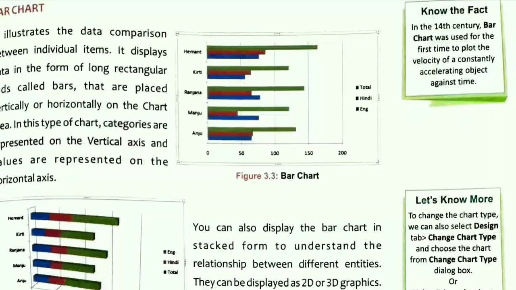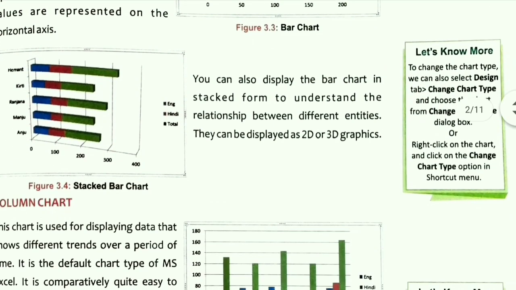It displays data in the form of long rectangular rods called bars that are placed vertically or horizontally on the chart area. In this type of chart, categories are represented on the vertical axis and values are represented on the horizontal axis. You can also display the bar chart in stacked form as is given in the figure 3.4. In stacked form, to understand the relationship between different entities, they can be displayed as 2D or 3D graphics.